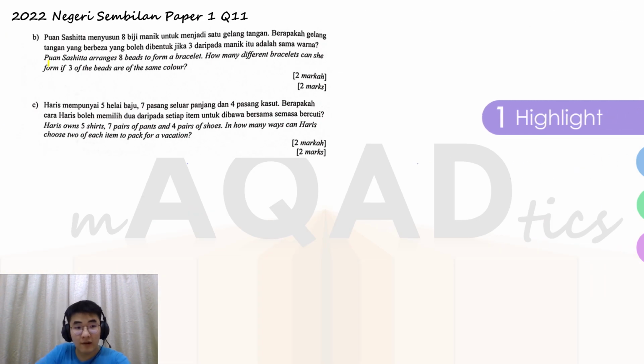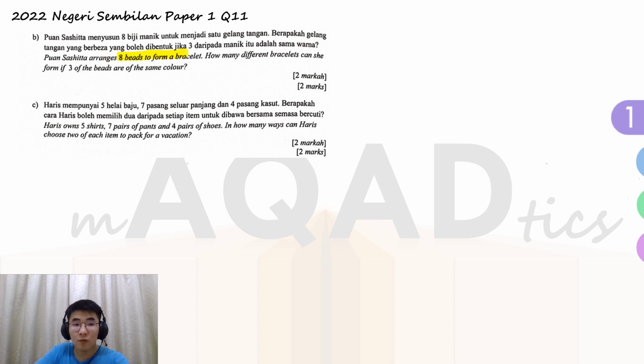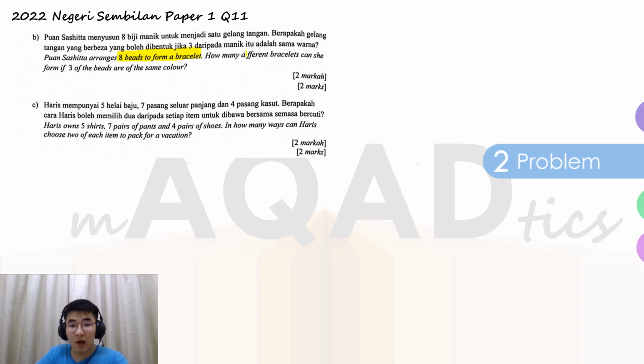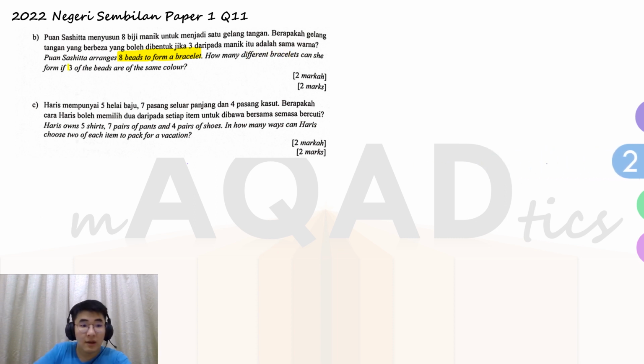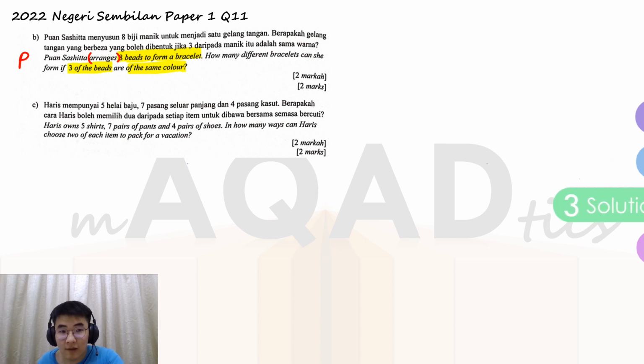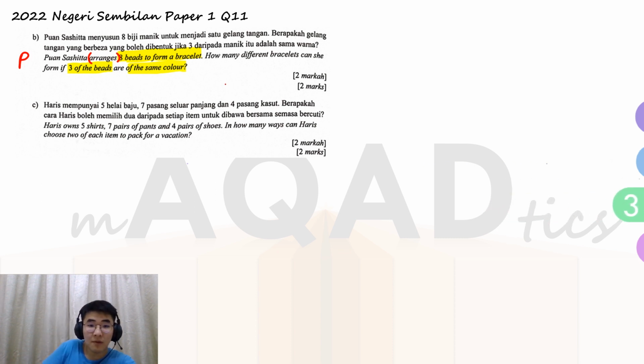Moving on to part B, we have Shahita who would like to arrange these 8 beads to form a bracelet. The question asks, how many bracelets can she form if there are 3 beads which have the same color? Here the keyword is arranges, which means this question involves arrangement, which also means this is a permutation question. To find the different ways that she can form the bracelet, we need to consider its conditions first. The first one is, since we are making a bracelet, the beads arrangement needs to be a circular arrangement.